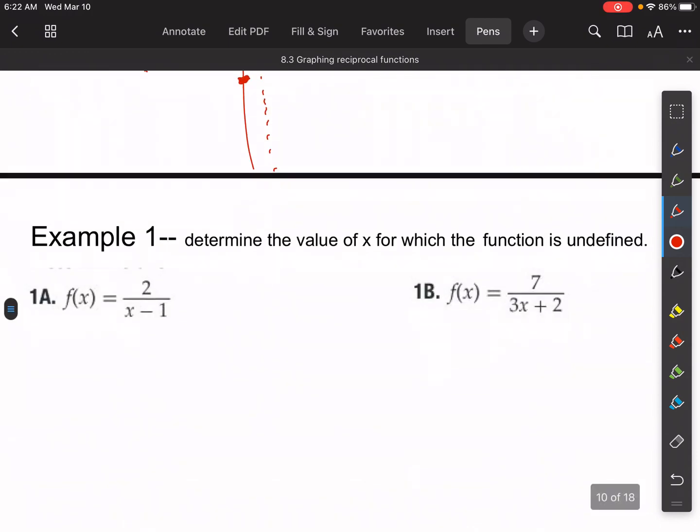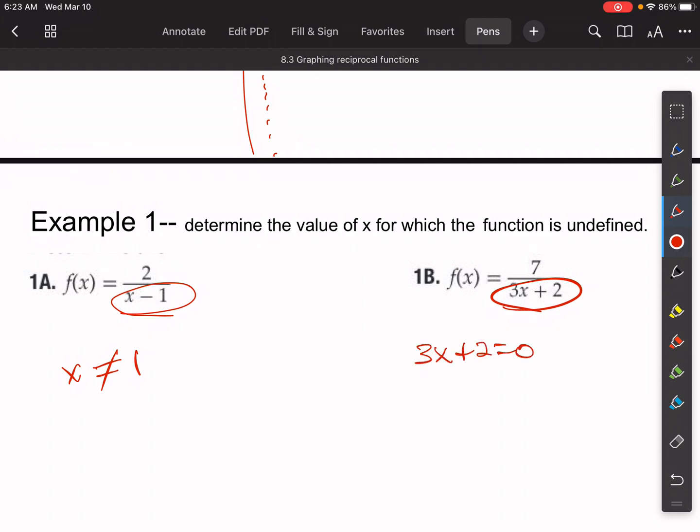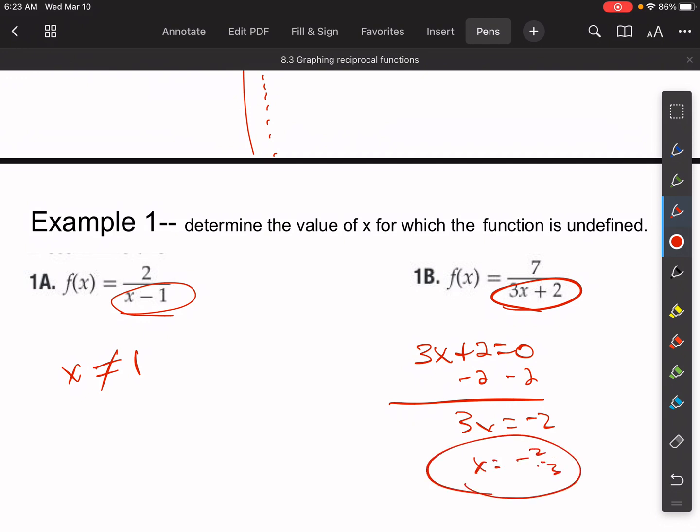Okay. So example 1 says determine the value of x for which the function is undefined. So they're just asking you what would make the denominator go to 0. So it's very easy. X cannot equal 1 in this case. In this case, it's not as easy to see. So what you could do is you could just say, okay, let's see what makes this thing go to 0. Let's set this to equal 0. All right. So if I do that, I get 3x is equal to -2. So x is equal to -2/3, and that must be it. So -2/3 is what would make that one go to 0. Okay, so that's example 1.